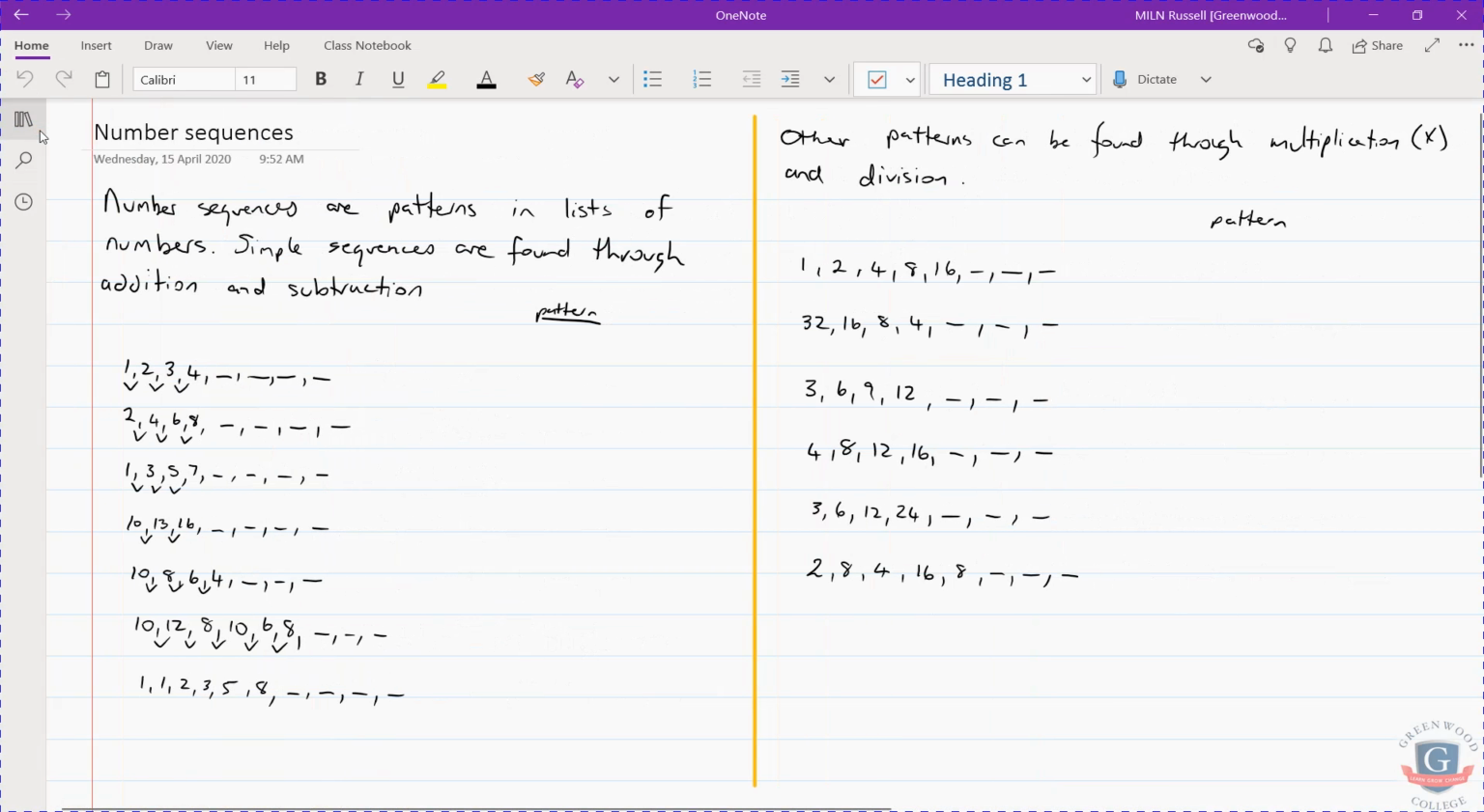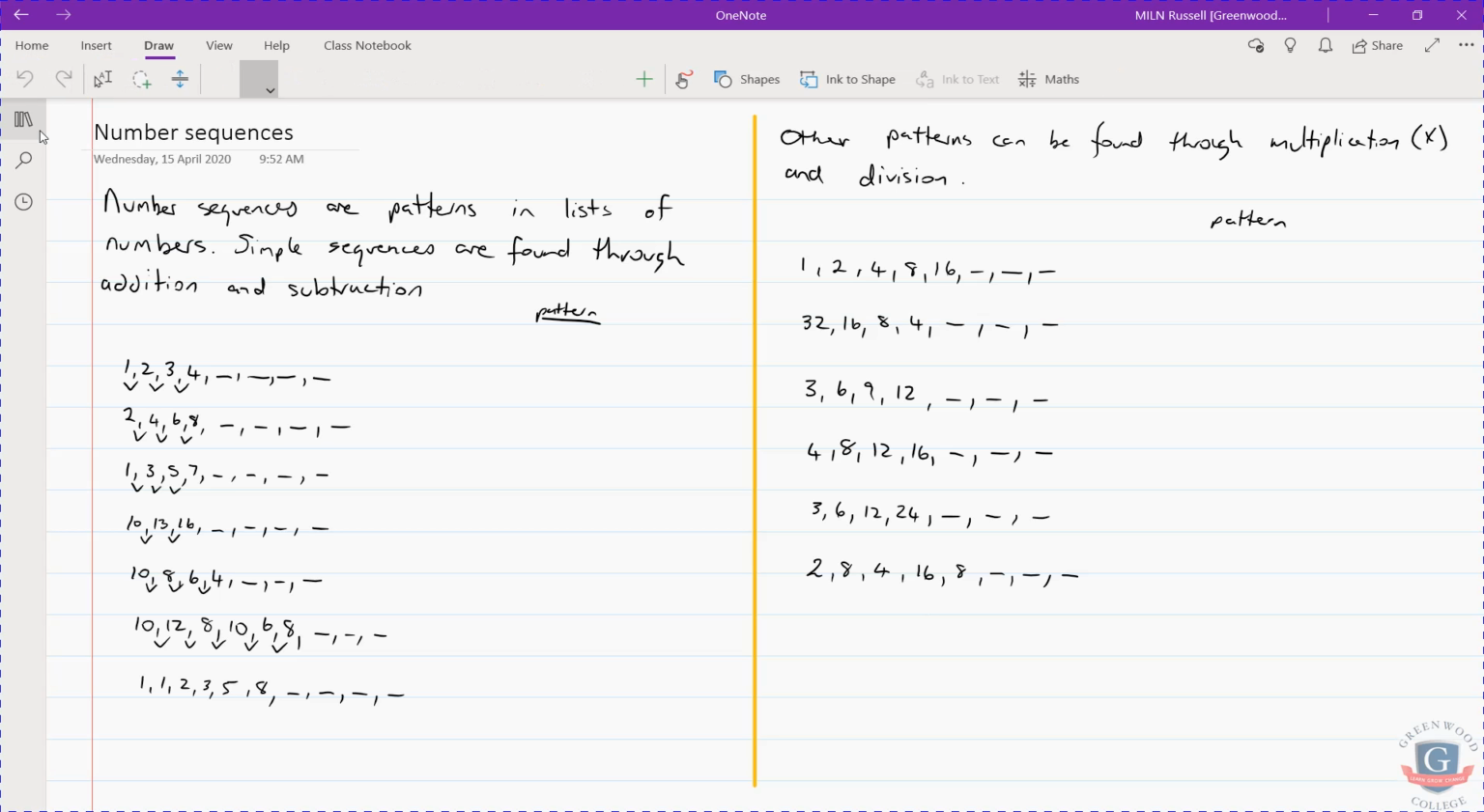Okay, so now we're going to look at number sequences. And a number sequence is just a pattern of numbers. It's nothing very clever. And we can find simple sequences through addition and subtraction. So here we go. If I get a pen here, the difference between 1 and 2 is 1, and 2 and 3 is 1, and 3 and 4 is 1. So the next number is just going to be 1 higher, which should be 5.